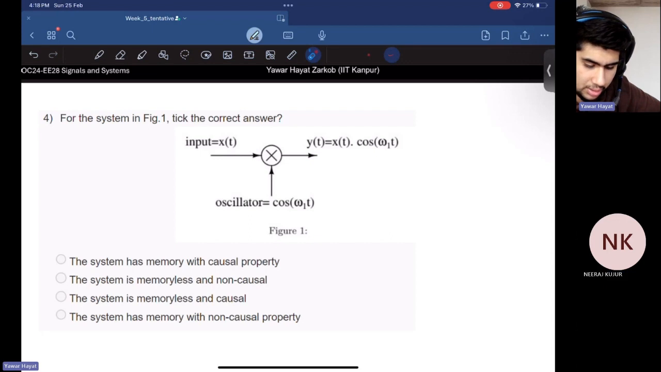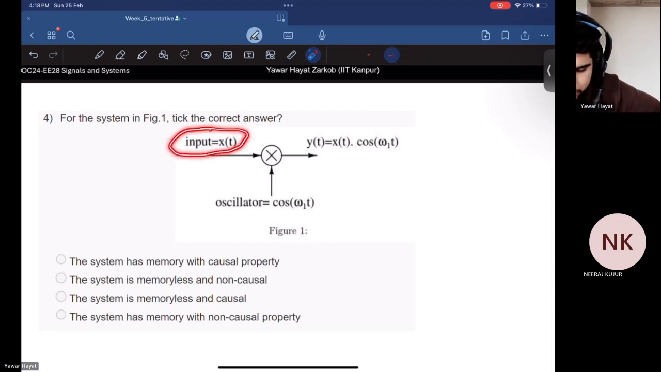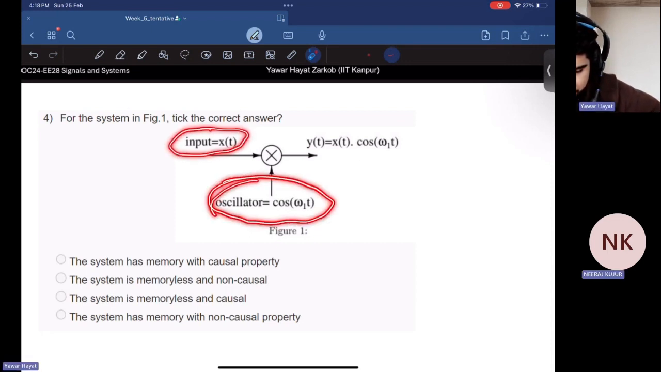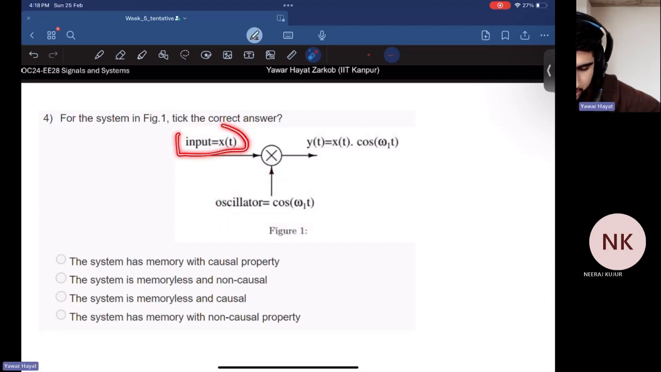For causality, we just need to look at this expression, right? y of t is x of t times cos of omega 1t. Will this play a role in determining causality? Cos of omega 1t, input is this, right? Consider this as part of the system. Input is only this part, right? So for causality, you look at this part, right?